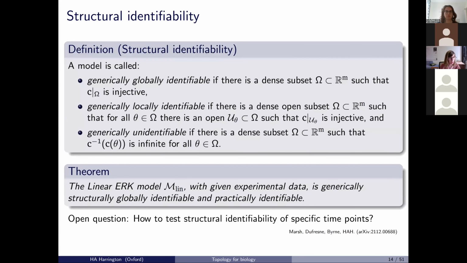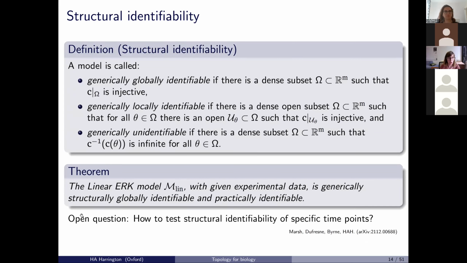So the definition of structural identifiability is that we can say a model is structurally identifiable, generically globally identifiable, if this map is 1-to-1, and if it's finite to 1, then it's generically locally identifiable, and generically unidentifiable is when this is infinite to 1. So I guess the key is that we can have different notions. There's many additional notions of structural identifiability.